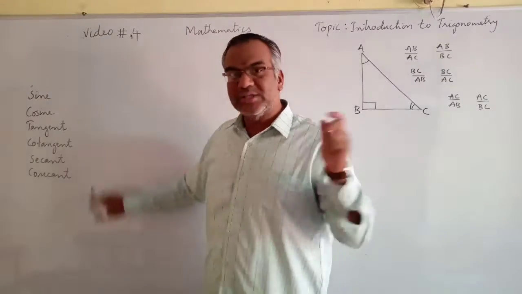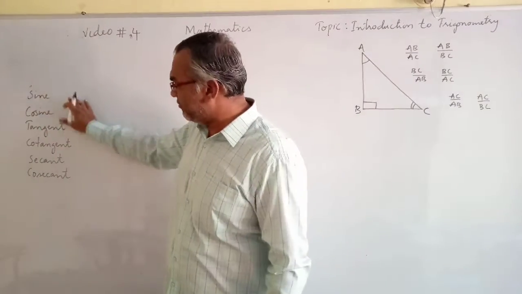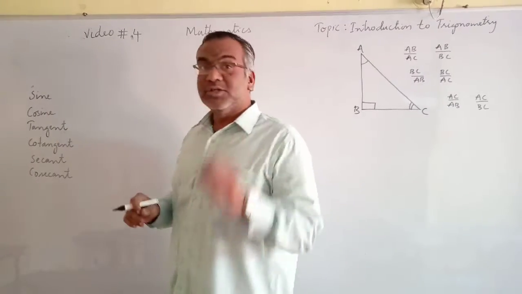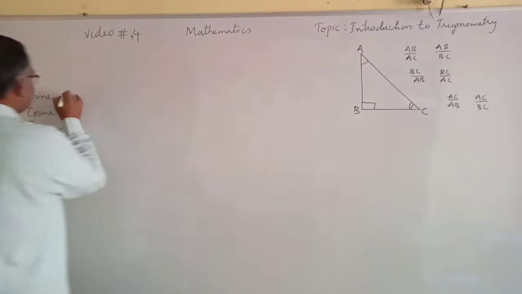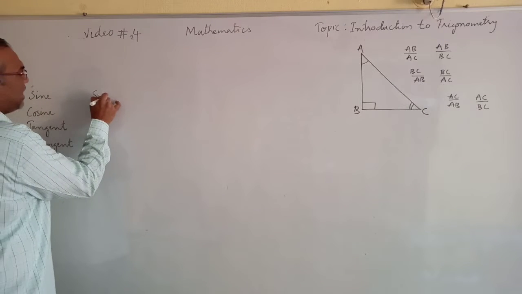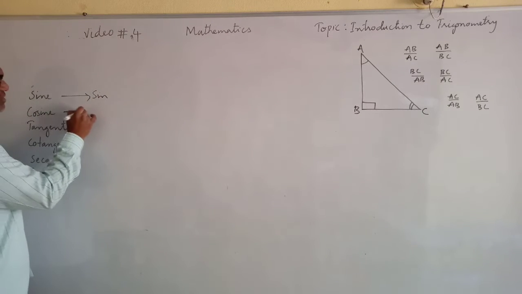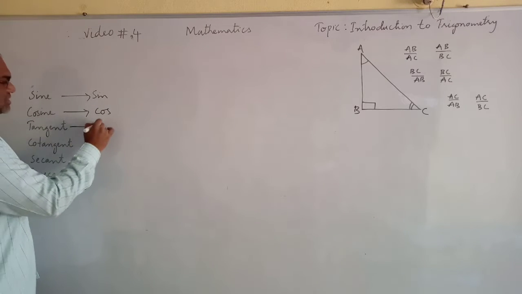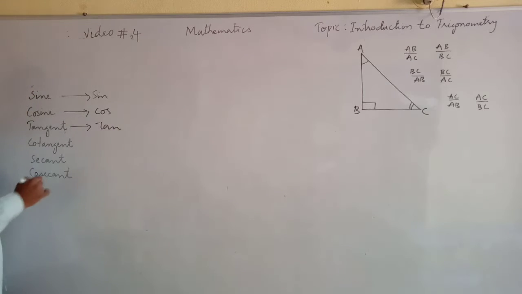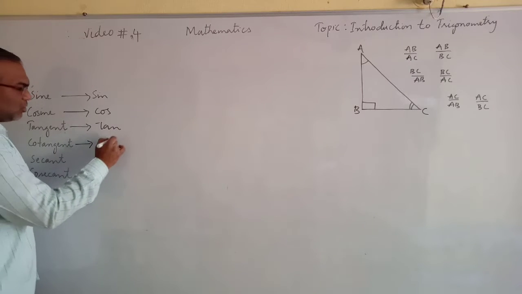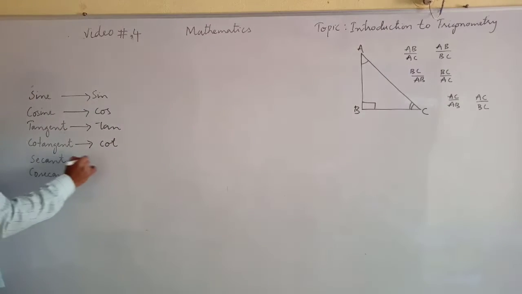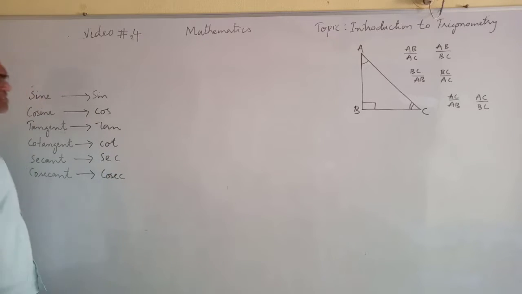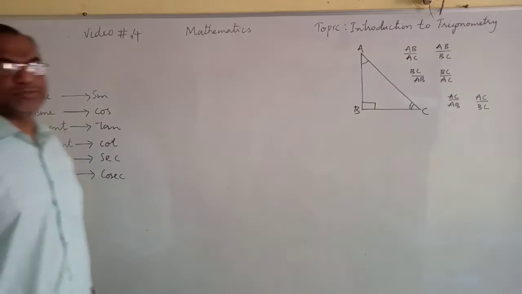Now, while solving problems we cannot use full forms. It will be a tedious job, we would have to write all this. That's why short forms are used. For sine, sin is used. For cosine, cos is used. For tangent, tan is used. For cotangent, cot is used. Secant, sec is used. Cosecant, cosec is used. Short forms are used, right?